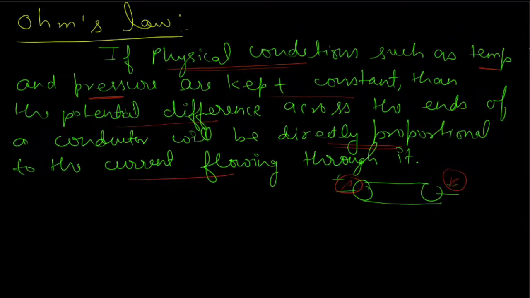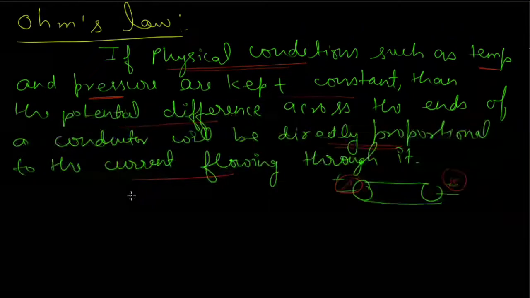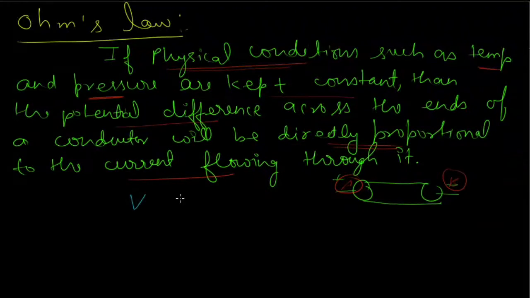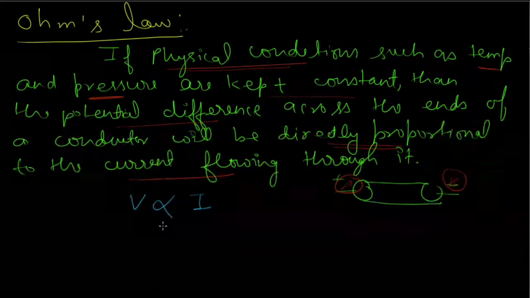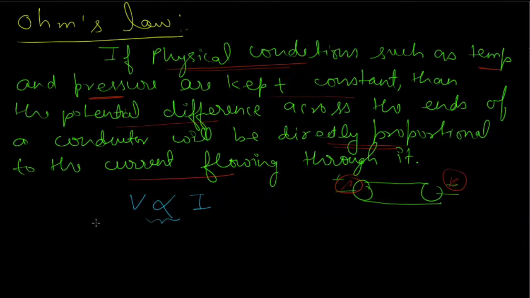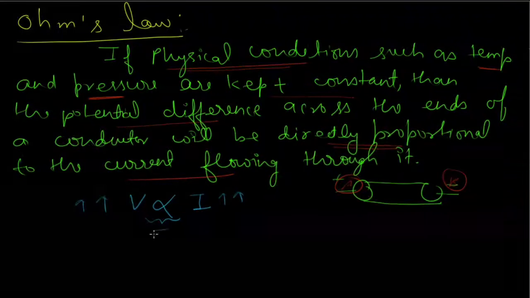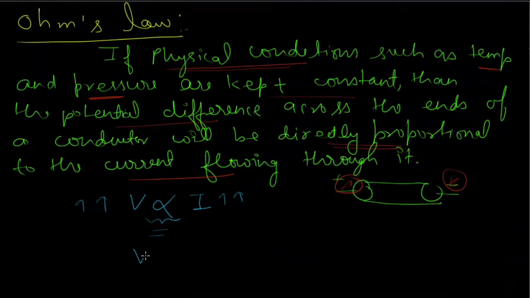It means that if potential difference V will increase, then current I will also increase throughout the conductor, means V will be directly proportional to I. You know the meaning of directly proportional. Suppose if V is increasing continuously, then current I will also increase. So if we remove this proportionality sign, we will get V equals I R.